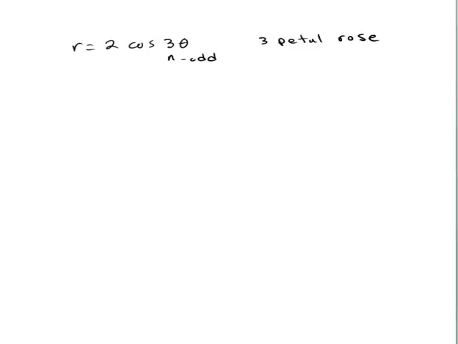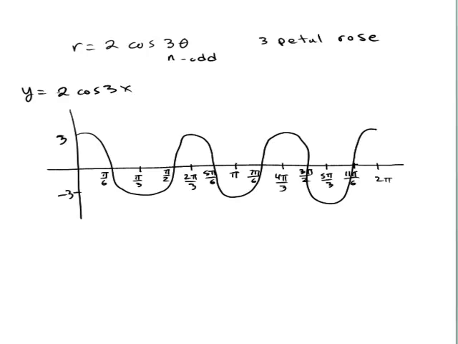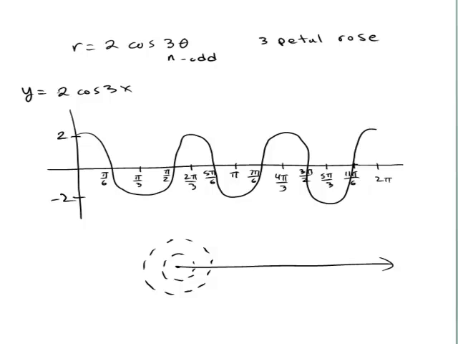Okay. And what we can do is we can use the graph of y equals 2 cosine 3x. Okay, so here's the graph of y equals 2 cosine 3x. And now let's draw in our polar axis. Okay, so here's my polar axis. Alright, so let's get started. So we only expect 3 petals.